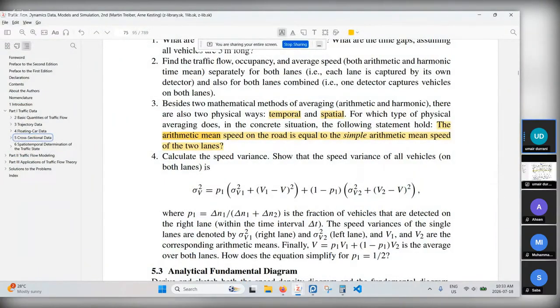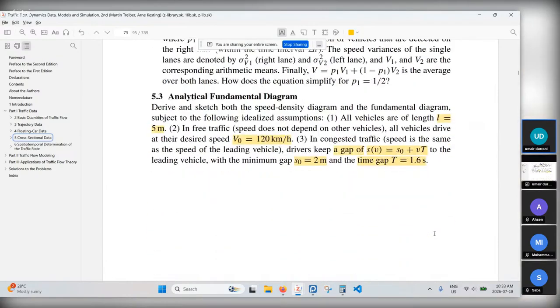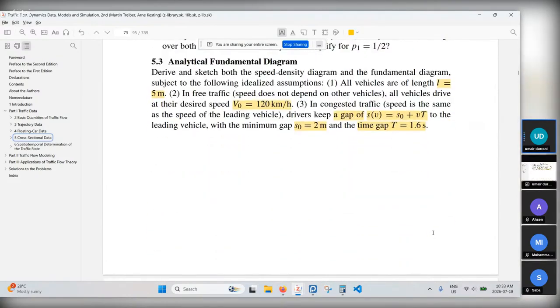Question number 4 is about calculating the speed variance. So speed variance has this formula. I'm going to skip this in the interest of time. But speed variance simply means what is the variation in the speed, because it is a distribution of speed. We have looked at the macroscopic mean speed, but there's also the variation in the speed. So if you want to later discuss it, we can. But in the interest of time, sorry, I'm going to skip it.